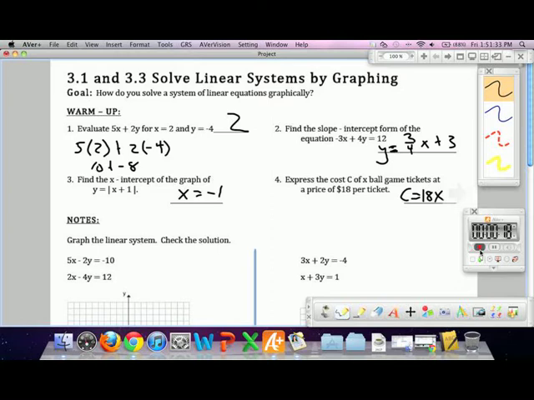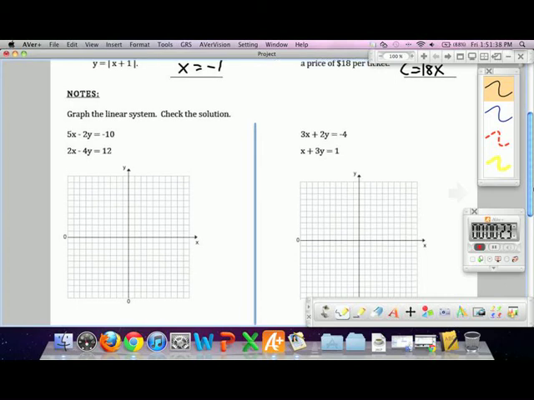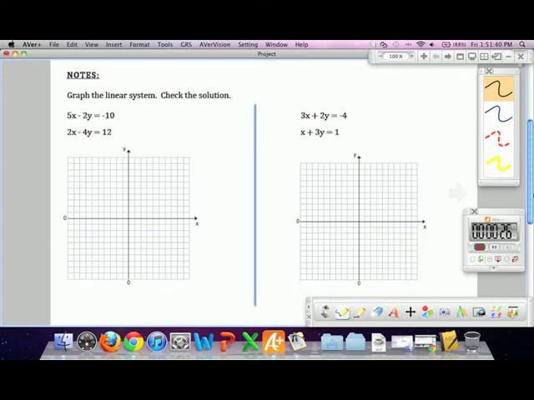Okay. So the overarching idea today is we're going to graph two lines. We're going to graph two functions and then see where they intersect. And that'll tell us the solution to a system of equations. Okay.